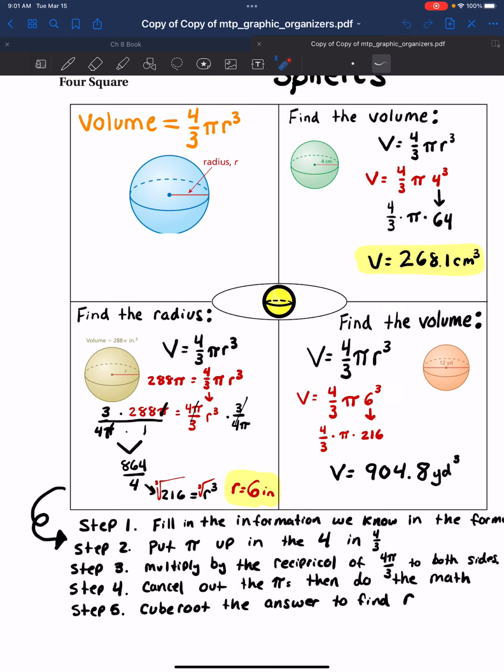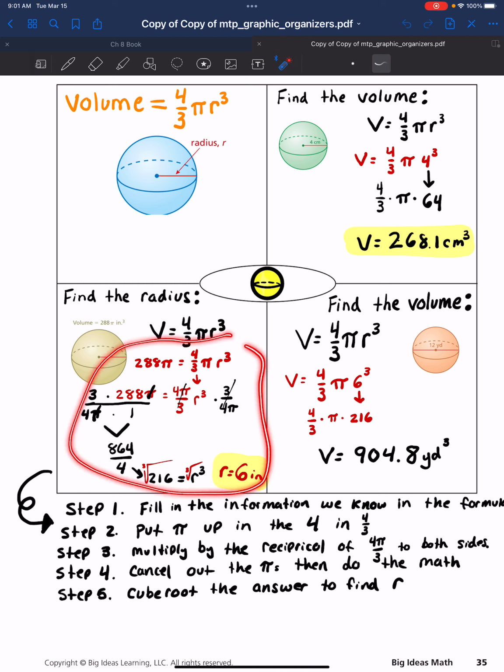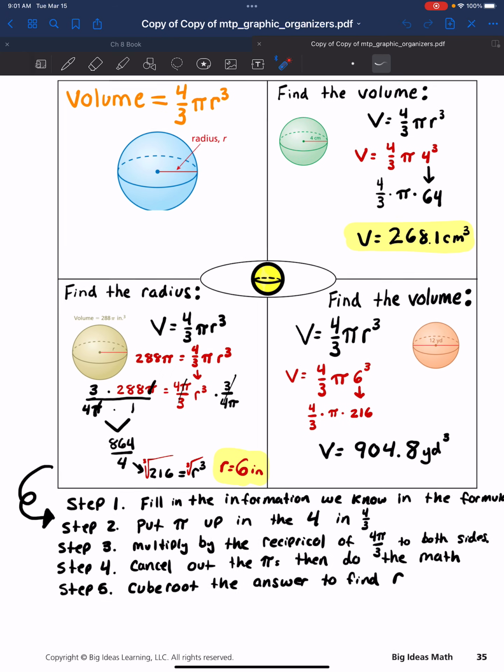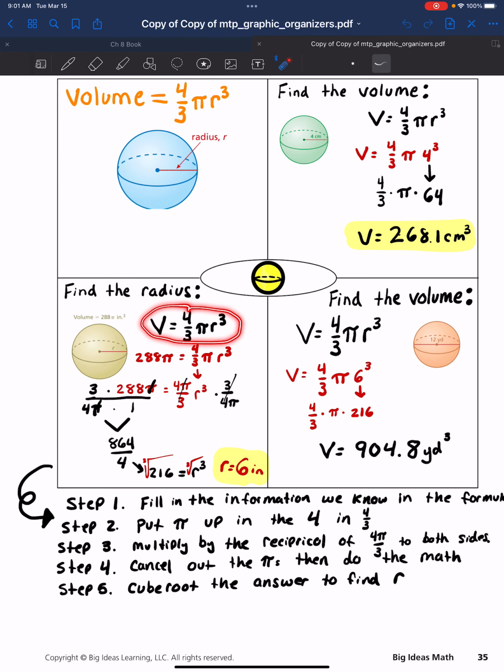I did write it down step by step because this looks chaotic and confusing. But step 1, we just filled in the information that we knew from the formula. So first I wrote the formula without anything in, and then I popped in the things that they gave me. They told me the volume was 288 pi, and this is where we had some things to remember. We put the pi up with the 4, and then we were able to get rid of the reciprocal. So then we multiplied by the reciprocal, we were able to cancel out the pi's, and then we were able to cube root it to find r.